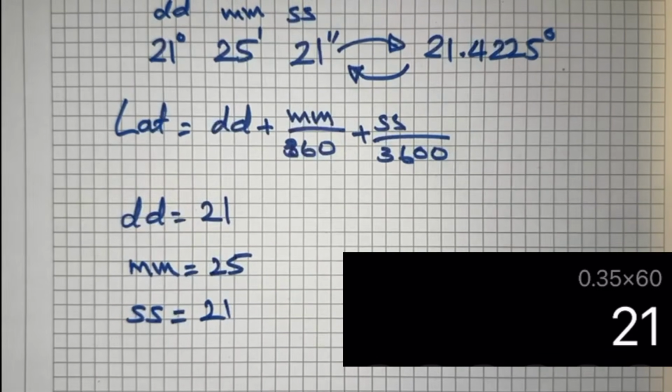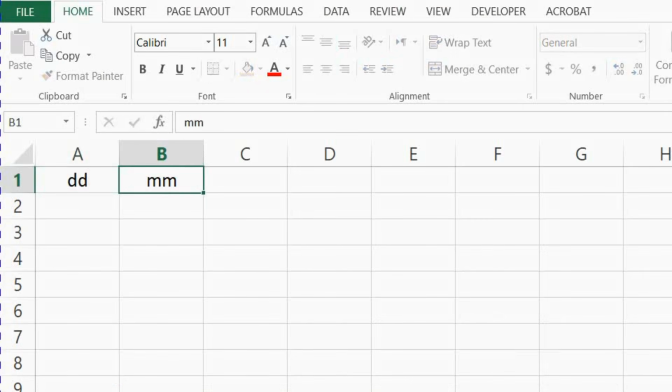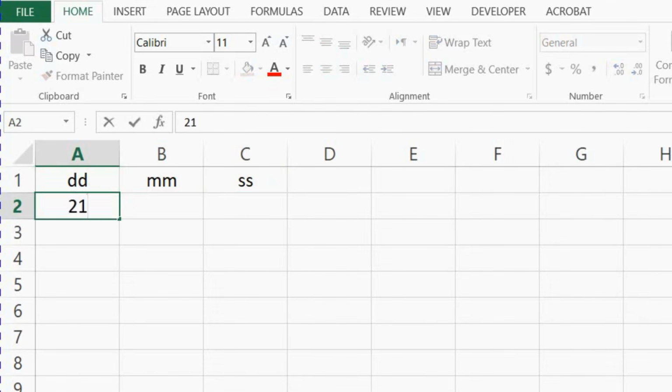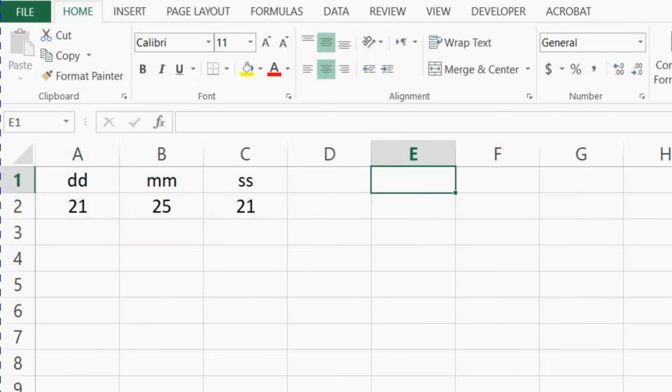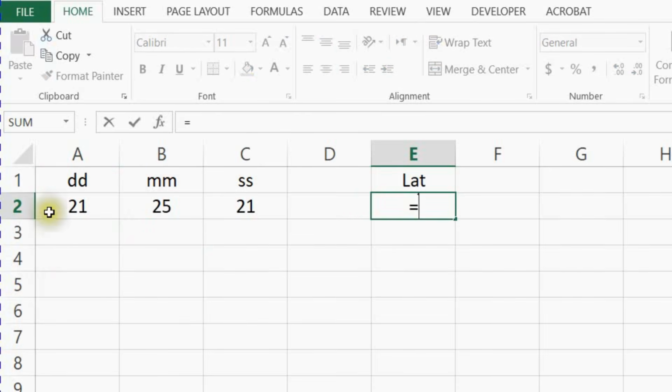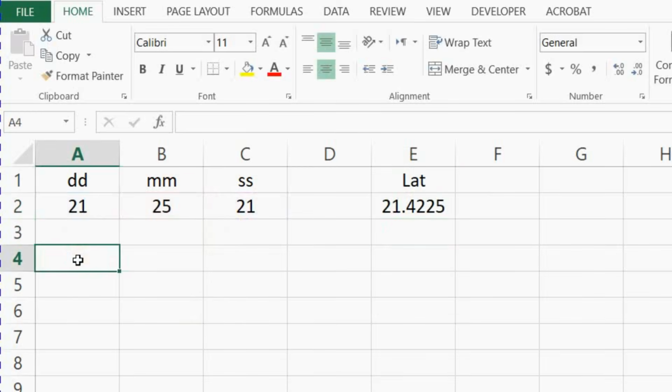Let's do this in Excel, which we will use for calculating prayer times. If these are degrees, here are minutes, and here are seconds. And we use the coordinates of Mecca, 21 degrees, 25 minutes, and 21 seconds. We now calculate the latitude, which is degrees plus minutes over 60 plus seconds divided by 3600.